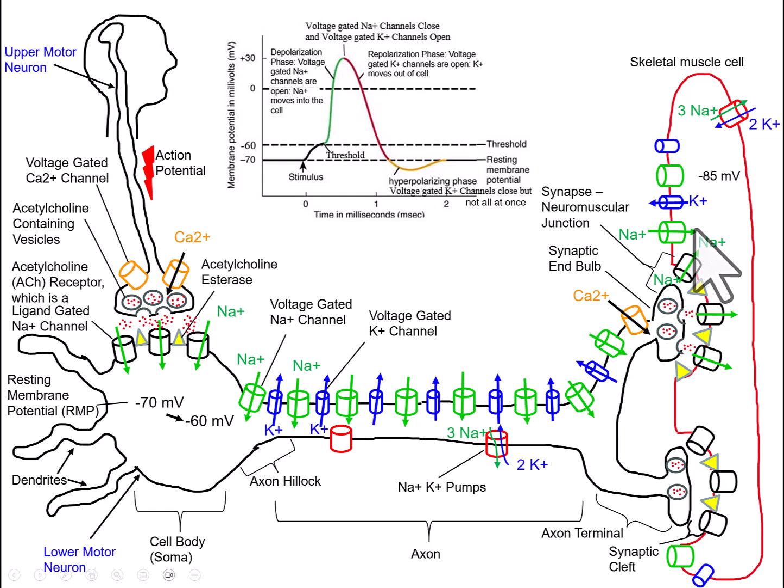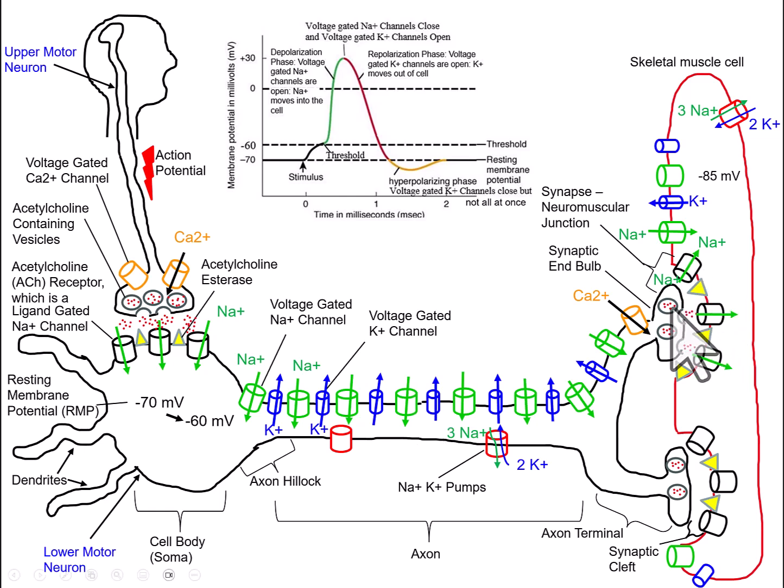And then that sodium is going to come in, it's going to diffuse across and open up the next voltage-gated sodium channel, and then potassium is going to move out right behind that, just like we saw with the axon. So what you've learned in the axon of a neuron and the way it sends action potentials is exactly the same way that those action potentials move down the sarcolemma or muscle cell membrane.